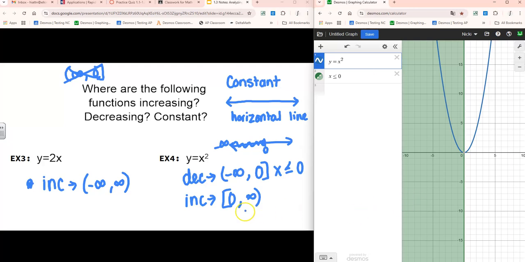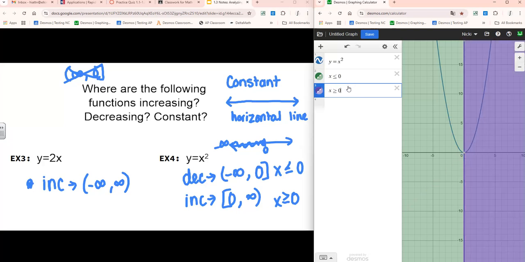Because you're given the domain for that. And if you wanted to write that in inequality notation, that's all the numbers greater than or equal to 0. And you can see if we do that, x is greater than or equal to 0. It's going to highlight the other half of the graph in purple. So you can kind of check to see if that's what you're looking for.